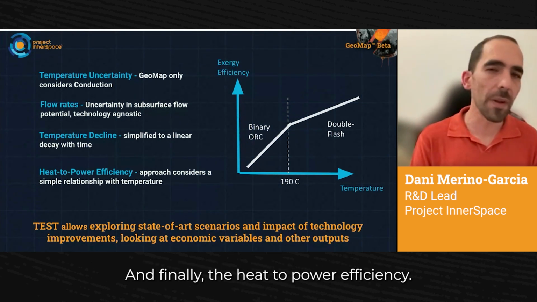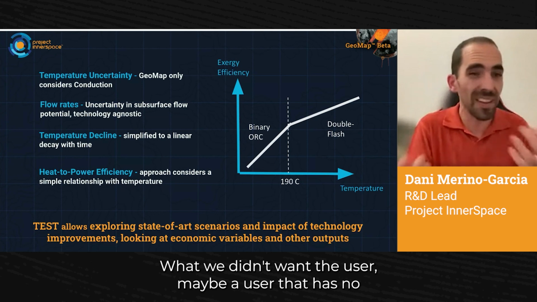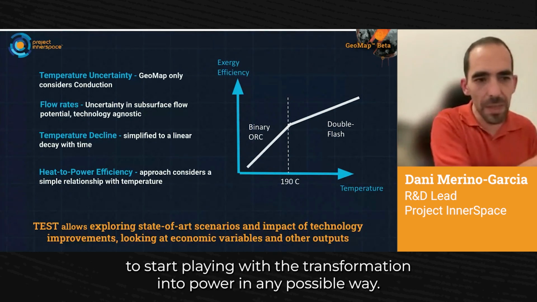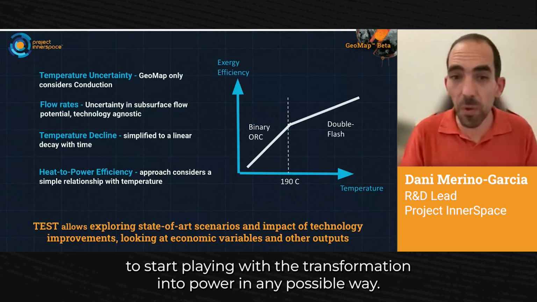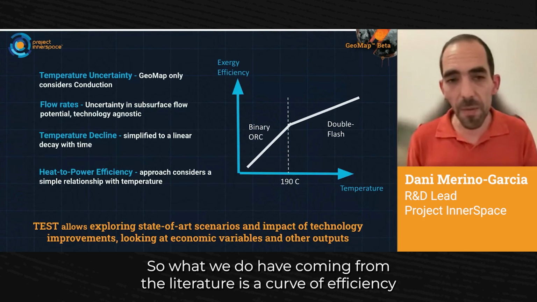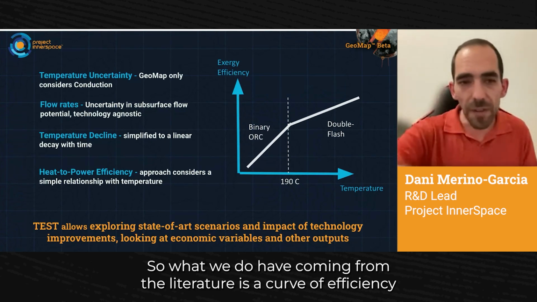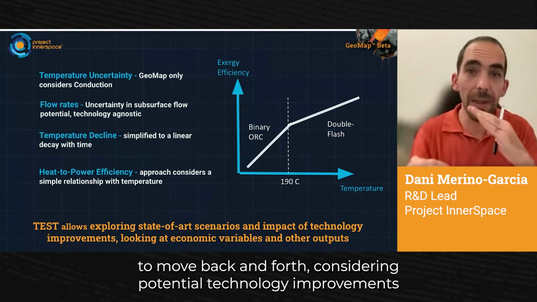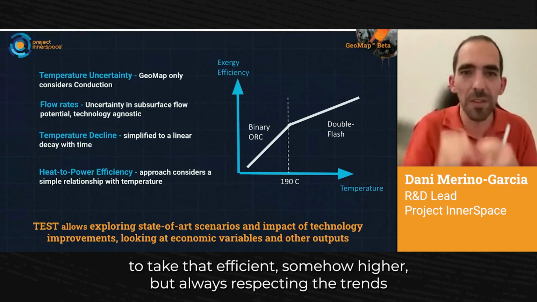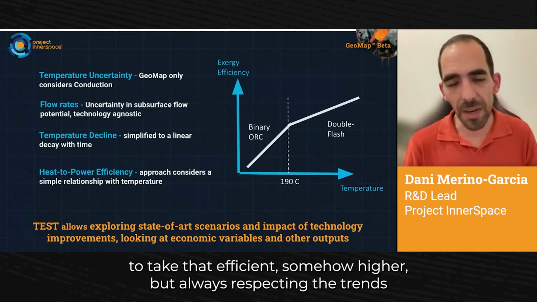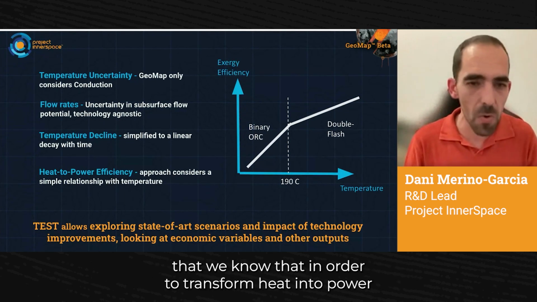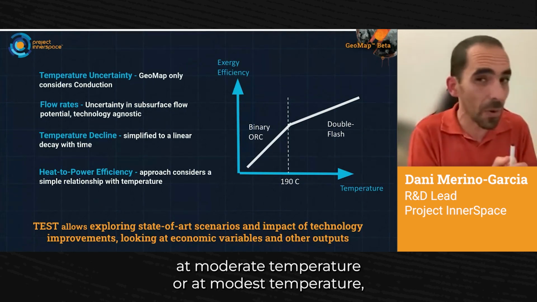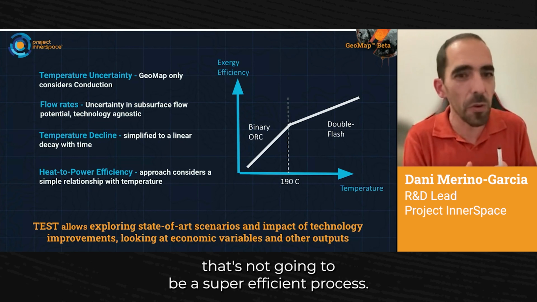And finally, the heat to power efficiency. We didn't want a user, maybe a user that has no chemical engineering or thermodynamic background, to start playing with the transformation of heat to power in any possible way. So what we do have coming from the literature is a curve of efficiency in that transformation versus temperature. What we are going to be allowing our users to do is to move back and forth, considering potential technology improvements, to take that efficiency somehow higher, but always respecting the trends that we know: in order to transform heat into power at moderate or modest temperature, that's not going to be a super efficient process.